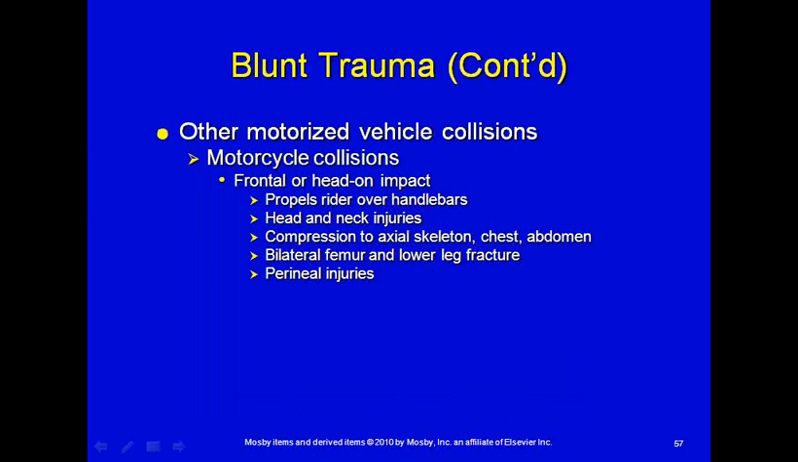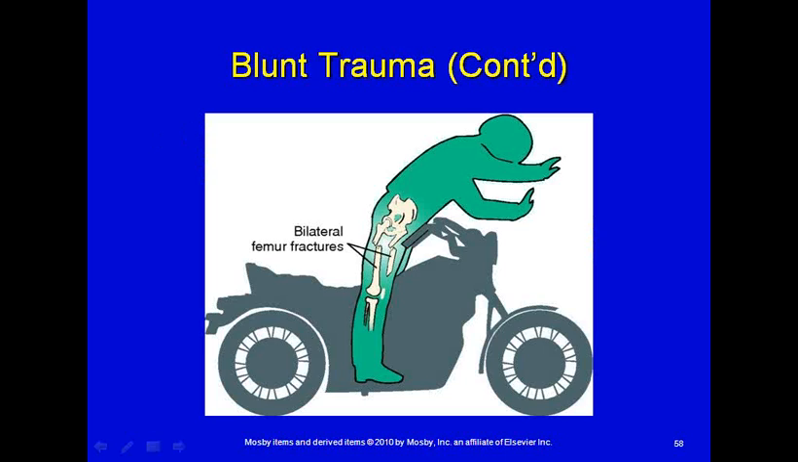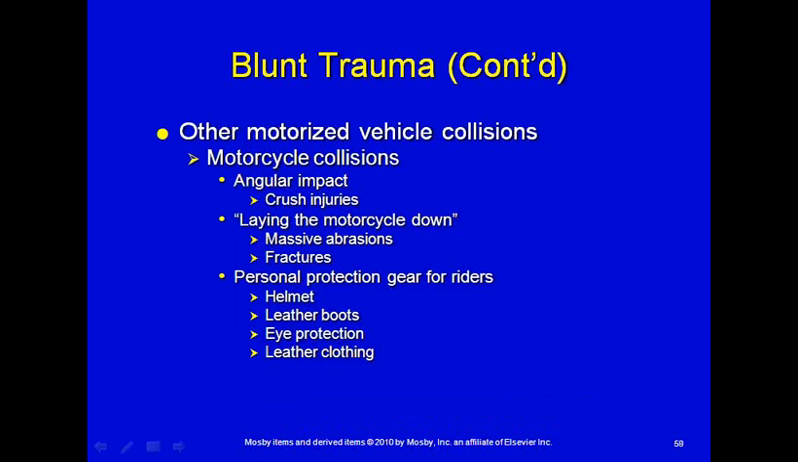Motorcycle collisions, you can have frontal or head-on impacts with a motorcycle that propels the rider over the handlebars. They can suffer head and neck injuries. They can have compression to the axial skeleton, the chest, the abdomen. They can have bilateral femur fractures if their legs catch the handlebars on the way over, and then perineal injuries as well. Here's an example of the up and over with bilateral femur fractures.